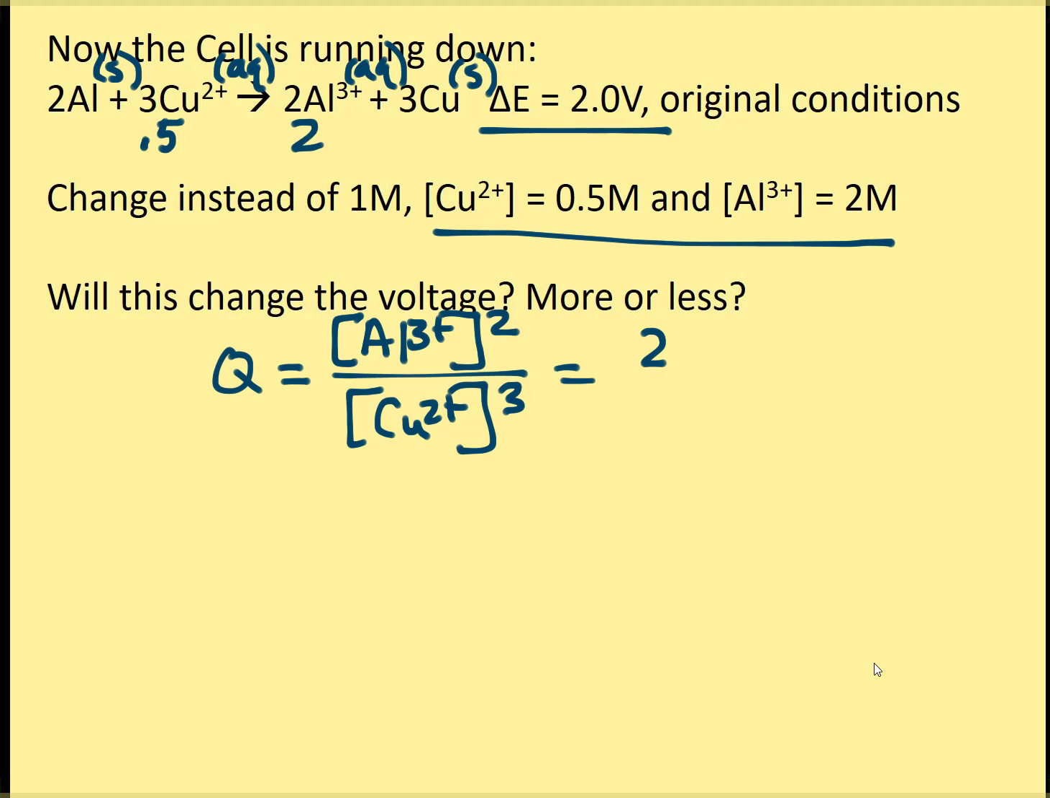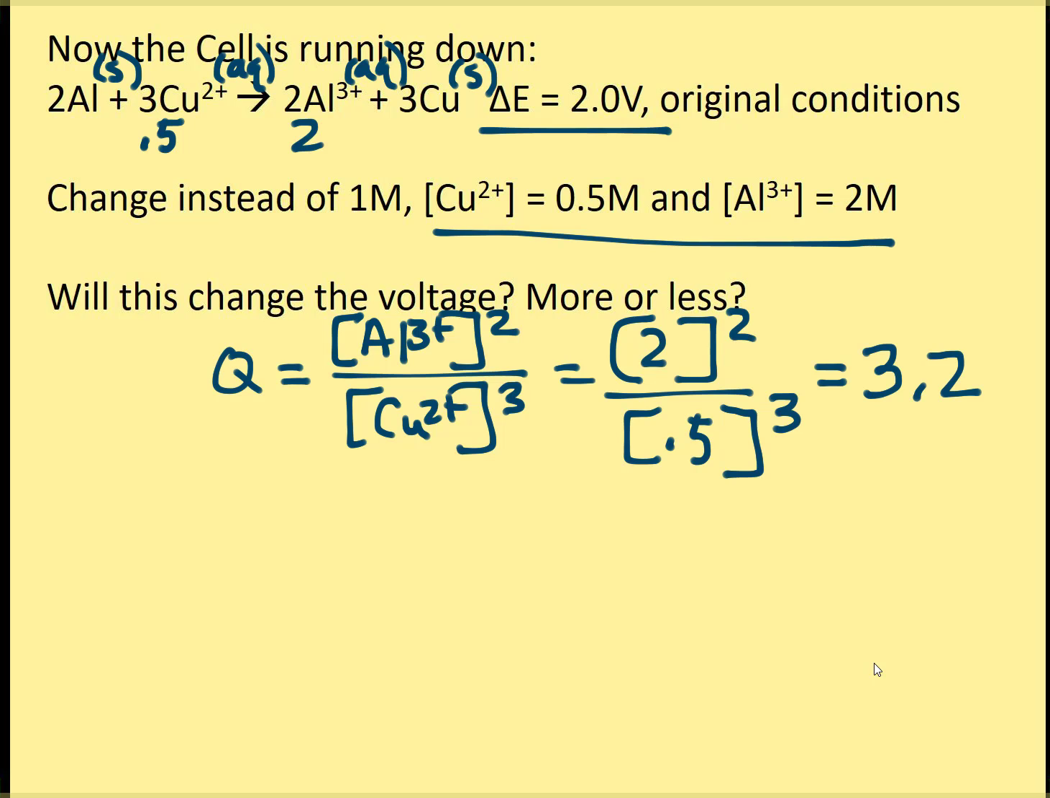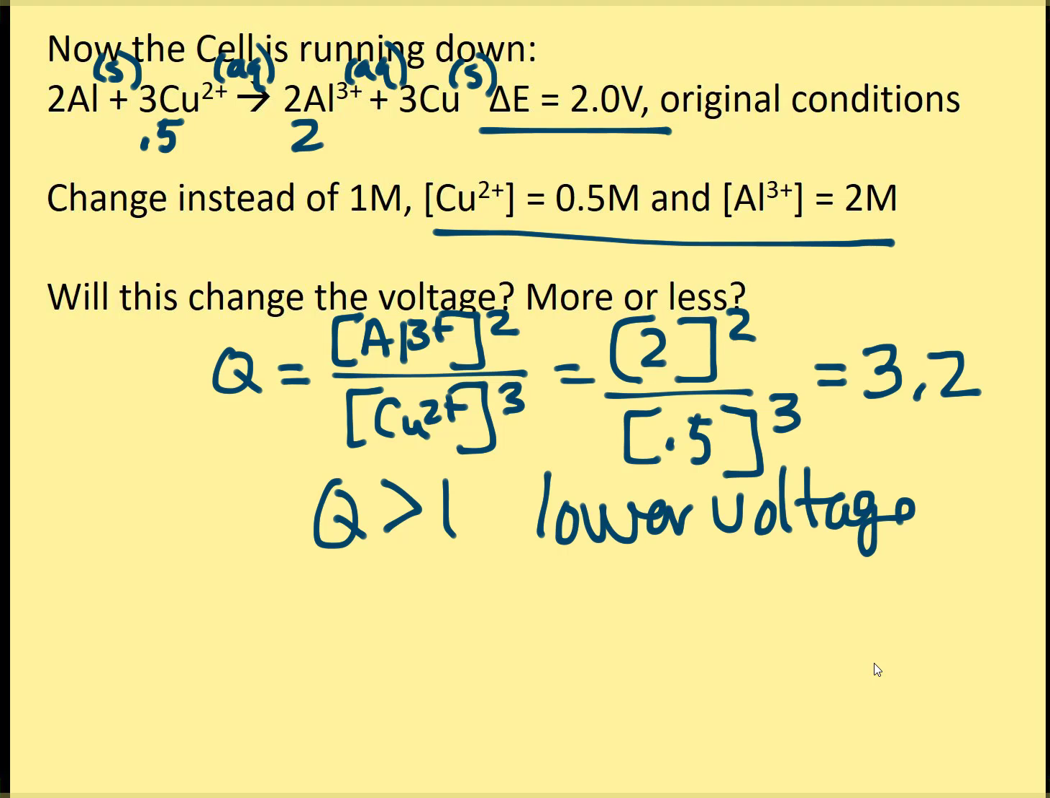So we have a 2 squared divided by our copper concentration cubed, and when I do the math I get 3.2. So I know that my Q is bigger than 1, and because of that I am going to have a lower voltage. I'm going to have more products than reactants, and figuring out this little Q just helps me figure this out faster. You could go through and figure out the Nernst equation, and I'm just going to press the button to show you that I have figured it out.